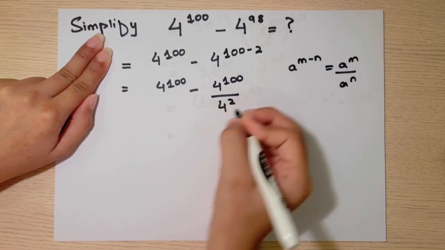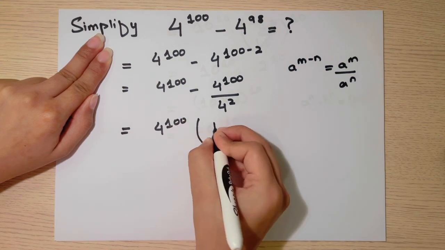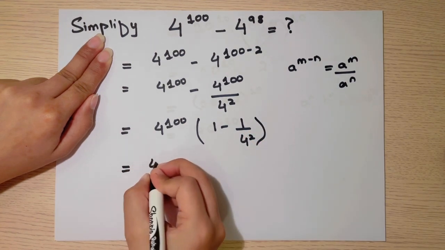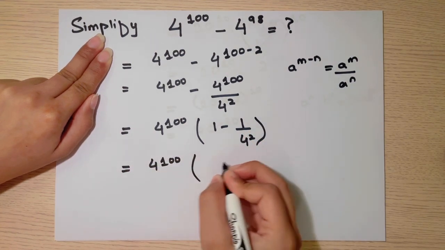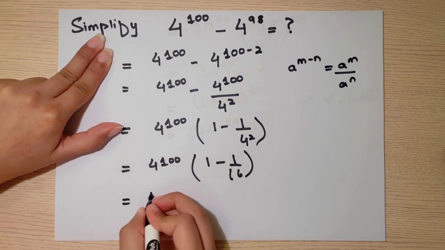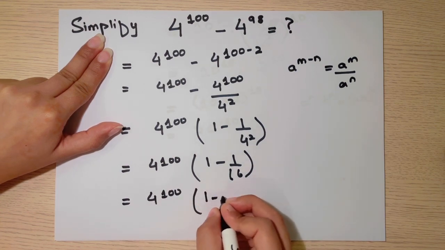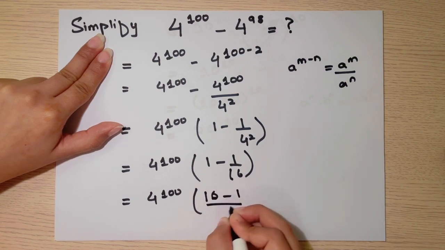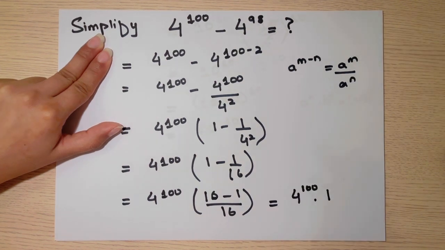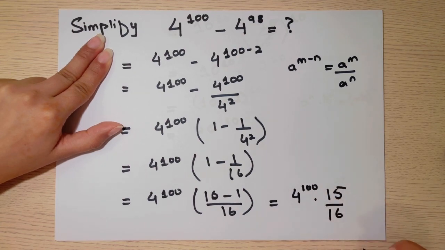raised to power 2. Now we can take 4 raised to power 100 as common, so we are left with 1 minus 1 divided by 4 raised to power 2, which is going to result in 4 raised to power 100 into 1 minus 1 divided by 16. We have 4 raised to power 100 and 16 to 1 is 16 minus 1 divided by 16. So the answer here is 4 raised to power 100 into 15 divided by 16.